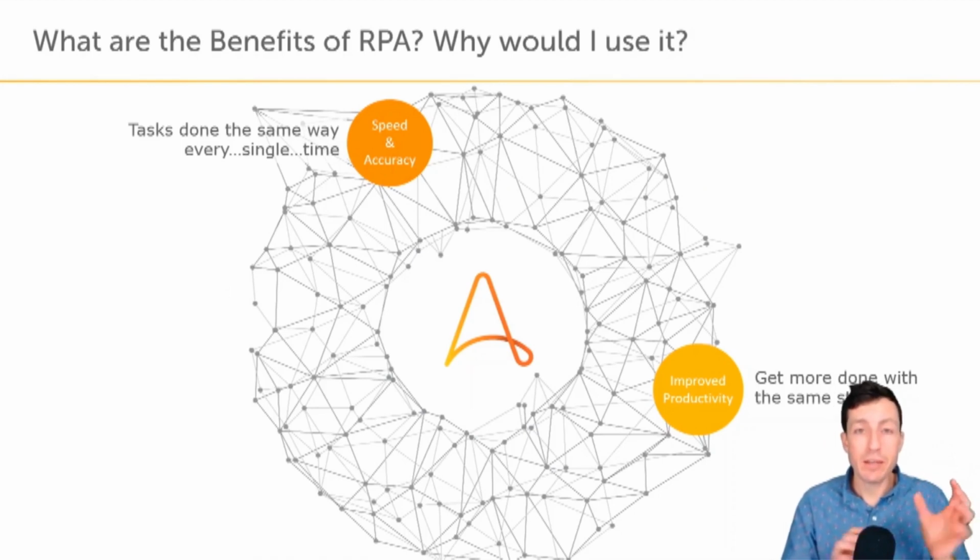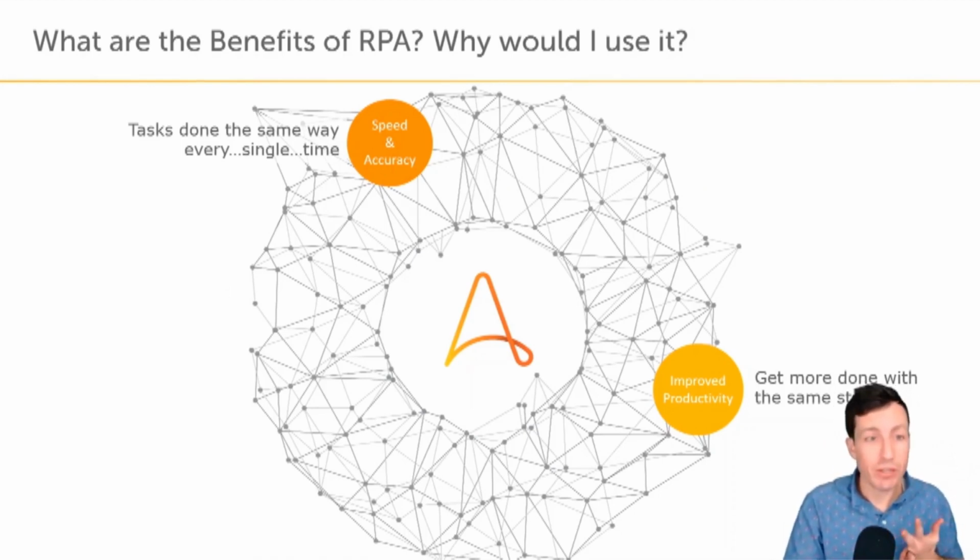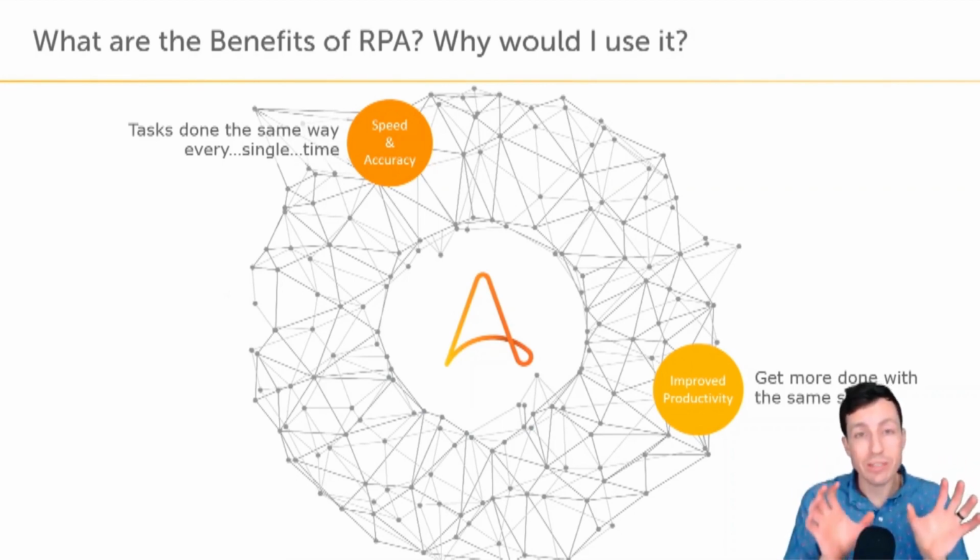When a bot is doing it, the bot does it the same way every single time. And like we said, it's auditable, right? So I can know exactly what the bot's doing. There's no person A does it this way, person B does it this way, and person C is inventing their own way of doing it. The bot does it the same way every single time.